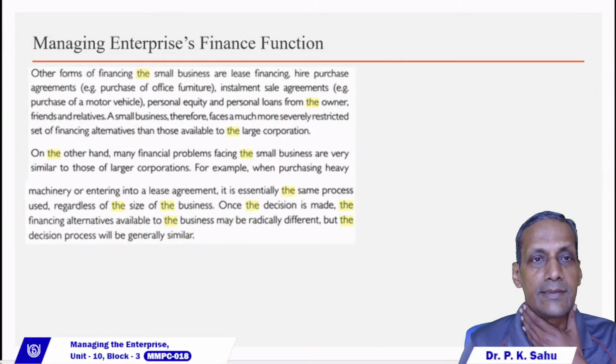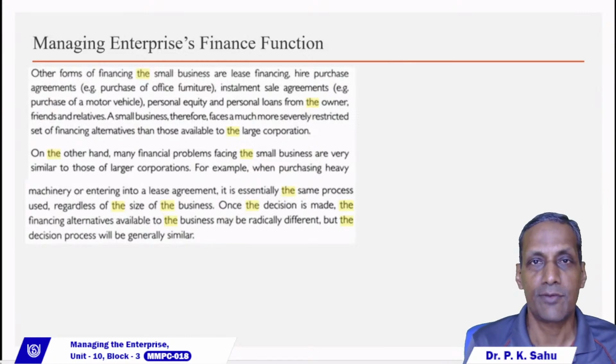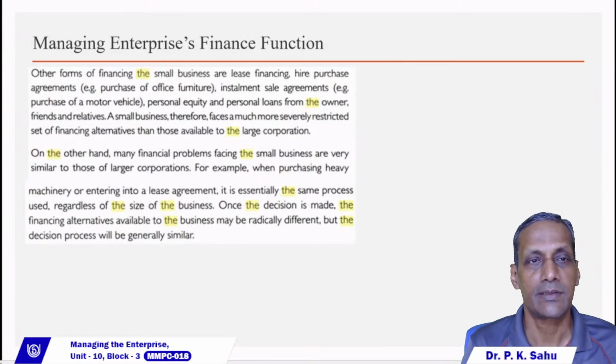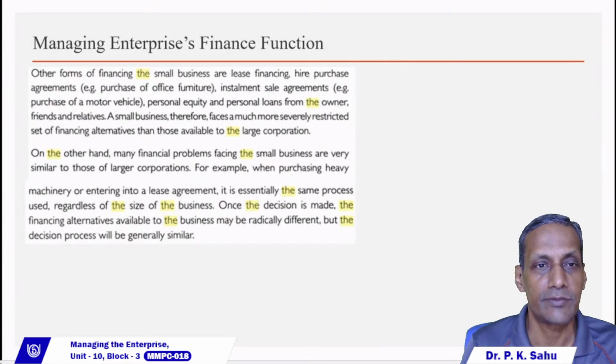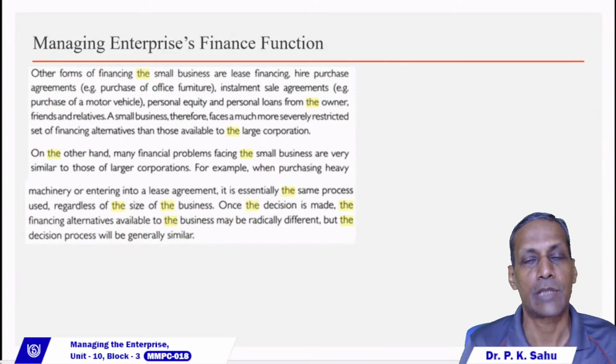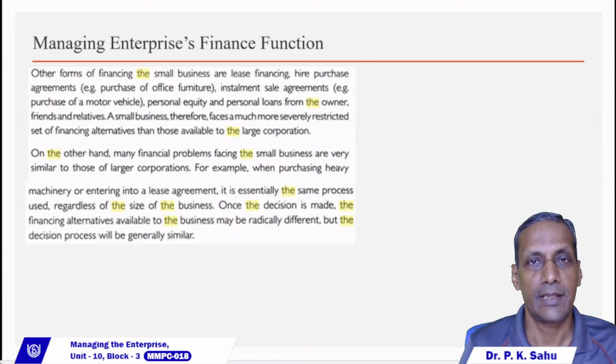Other forms of financing the small business are lease financing, hire purchase agreements, installment sale agreements, personal equity, and personal loans from the owner, friends and relatives. A small business therefore faces a much more severely restricted set of financing alternatives than those available to the large corporation. On the other hand, many financial problems facing the small business are very similar to those of larger corporations.